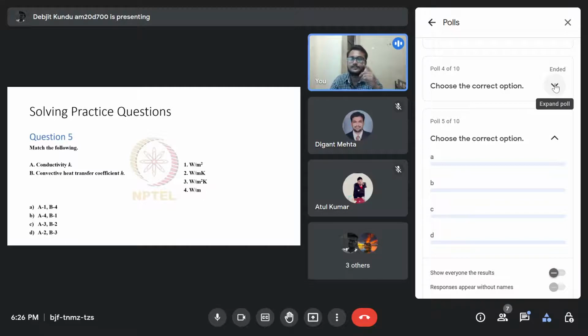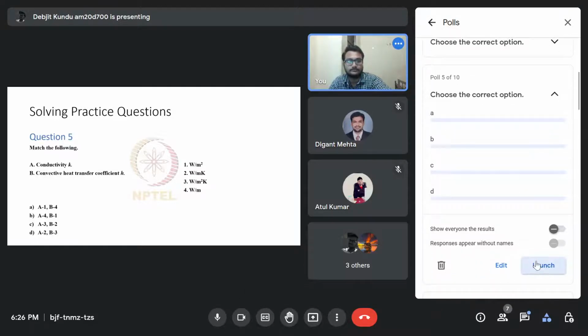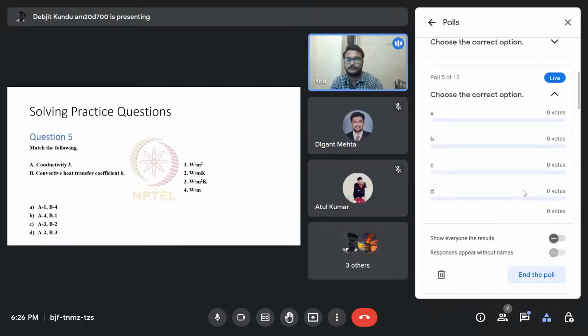So what you have to do is match the following. There are two options given in the first column. You have to pick the correct unit of that particular physical quantity, and that's how you will end up getting the correct matching. And once you have figured that out, you can select the correct option from the poll. The poll is live. Once you have figured out the correct solution, you can cast your vote over there.